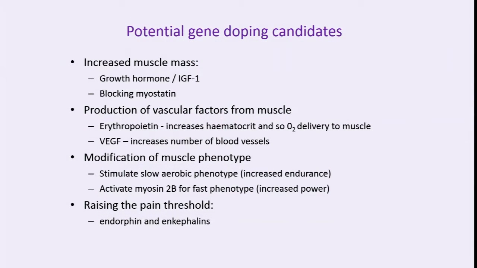So there's a list of potential gene doping candidates, and this is not an exhaustive list, this is just meant to be illustrative, but you can have genes that will increase muscle mass, and obviously things like growth hormone, IGF-1, and the blocking of myostatin would be examples of that. You can have genes that will improve the cardiovascular system or cause the induction of greater numbers of red blood cells, such as erythropoietin and VEGF. You can modify the skeletal muscle phenotype by either stimulating the slow aerobic phenotype for increased endurance or activating the fast muscles for that fast phenotype associated with the power sports.